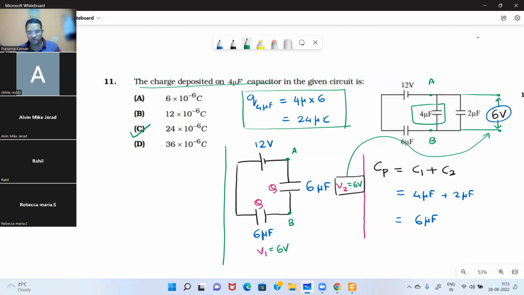4 microfarad is also connected between A and B. 2 is also connected between A and B only. So the potential difference across the 4 microfarad capacitor will be 6 volts itself, right? And we know Q is equal to CV. So capacitance is 4 microfarad and the voltage is 6 volts. So the total charge on the 4 microfarad capacitor is 24 microcoulomb. What will be the charge on the 2 microfarad capacitor if that question is asked?